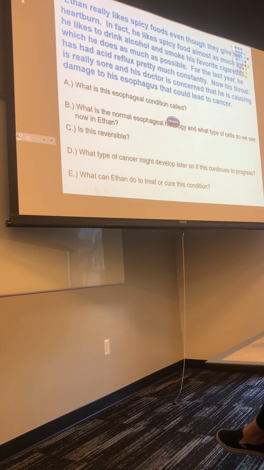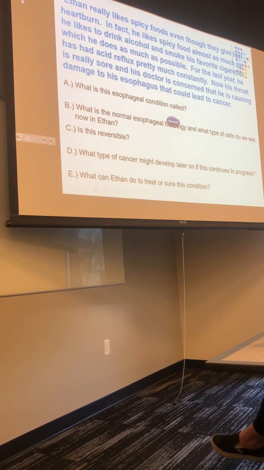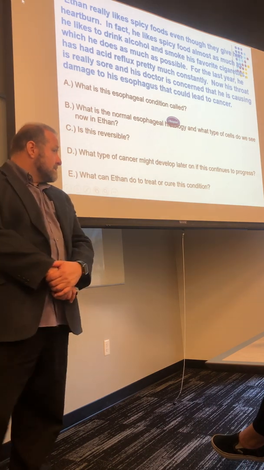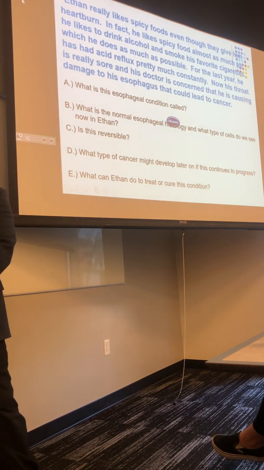So what is the normal histology in the epithelium of the esophagus? What is normal? Stratified squamous, or squamous, as some people say. What type of cells do we have now if it's GERD or, even more accurately, Barrett's? What did they turn into?